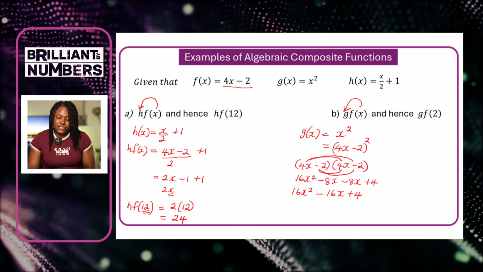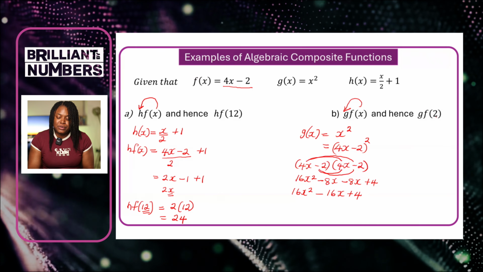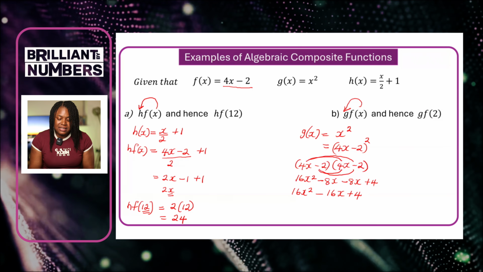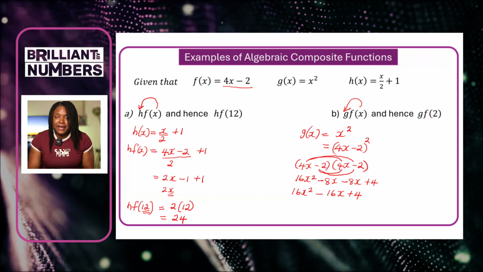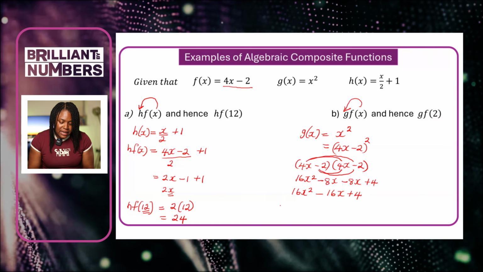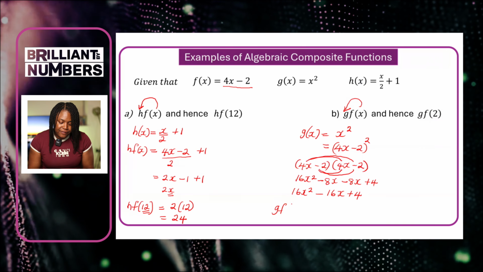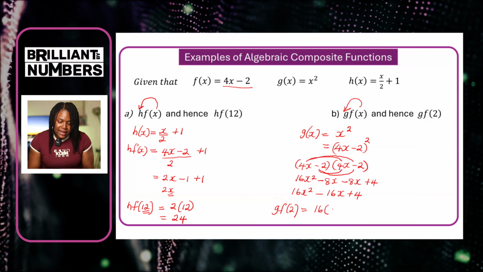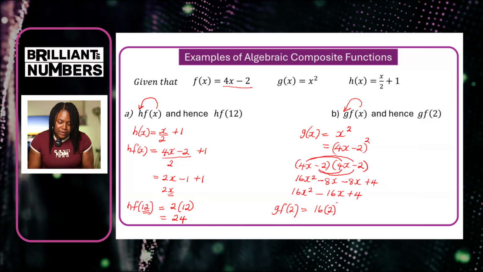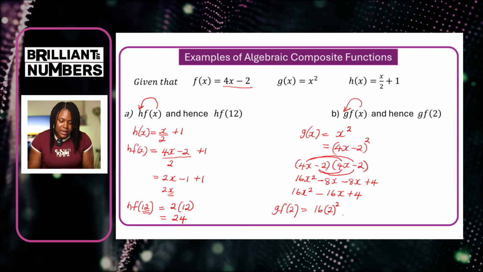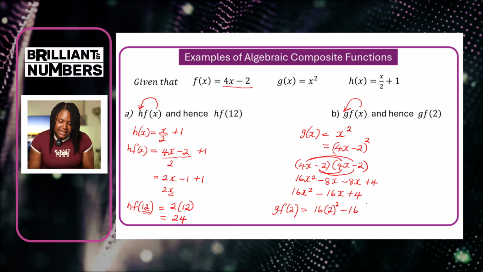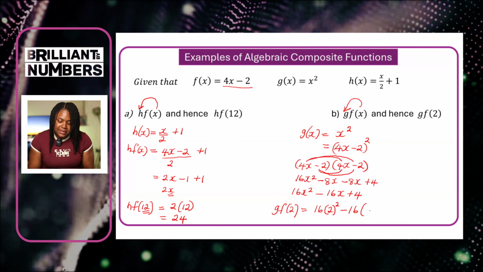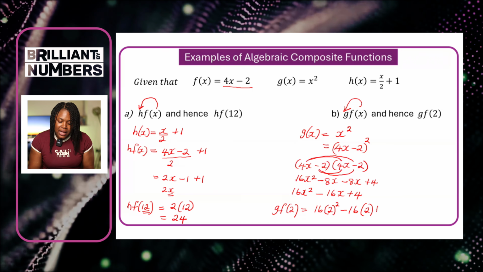Last step is to do the hence. So we're going to replace all the x's in this for g of f of 2. Let's write that out. So g of f of 2 is equal to 16 bracket 2 squared. Remember, my x here was squared. Minus 16 bracket again. For x, I'm replacing that with 2, add 4.